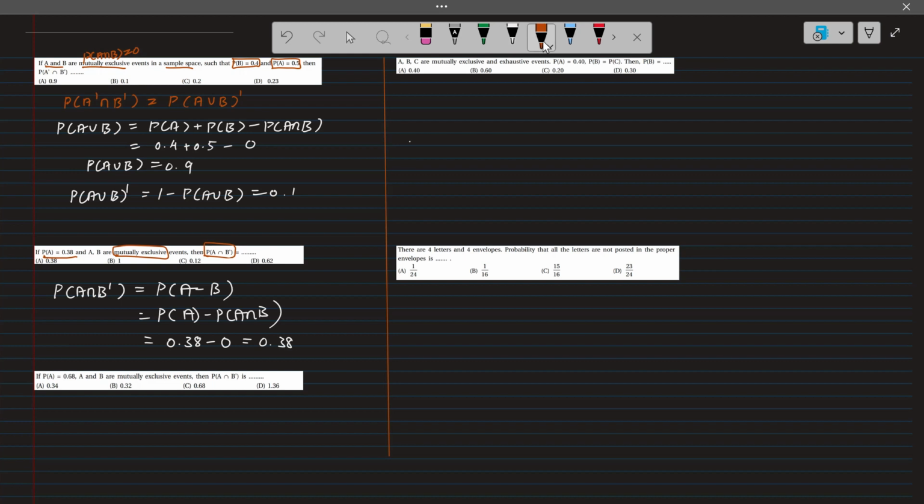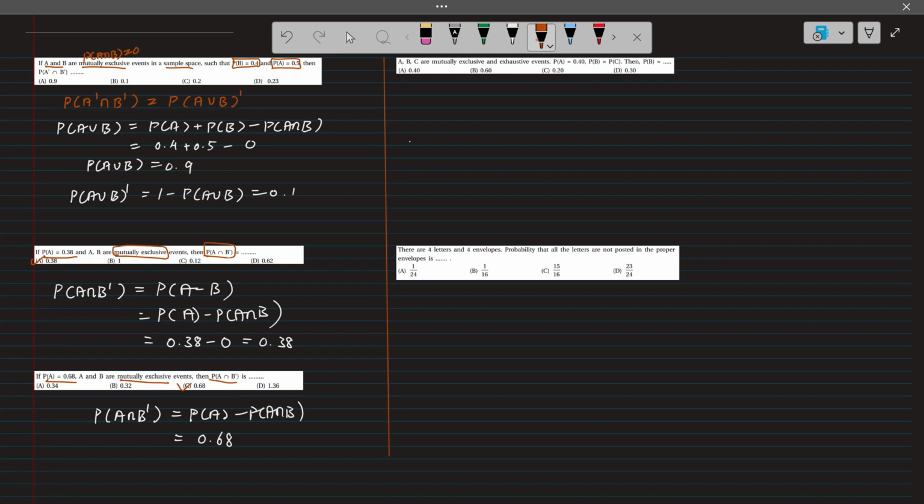Okay. Similar question. P of A is 0.68. A and B are mutually exclusive. We have to find A intersection B dash. Going by the same pattern, A intersection B dash will be P of A minus P of A intersection B. Since A intersection B is 0, directly P of A will be our answer, 0.68. Yes, option C and option A.